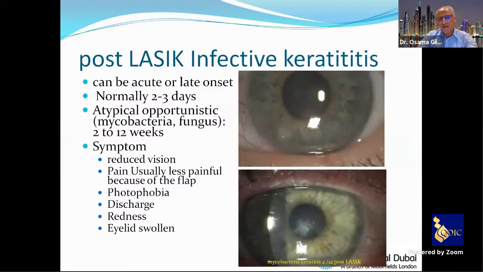Post-LASIK infective keratitis can usually present early, in the first 2 days, but with atypical mycobacteria or fungal, it can present late, like 2 weeks to even 3 months. Usually patients have symptoms the same as a bacterial ulcer: reduced vision, pain. Although the pain post-LASIK is less because cutting the flap reduces the pain sensation. So the pain is not as much as in a normal corneal ulcer, along with photophobia, discharge, redness, and lid swelling.